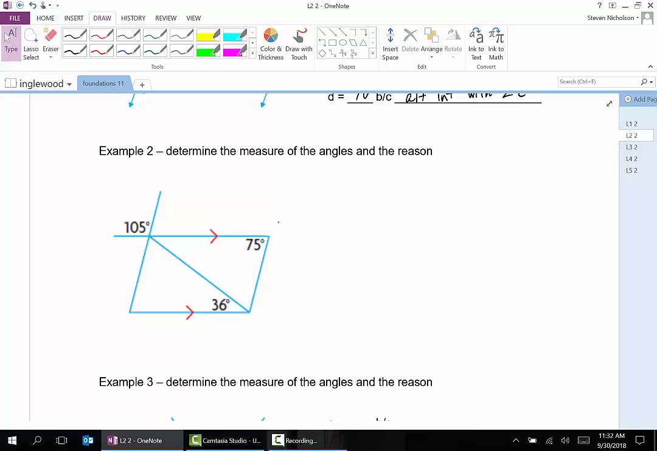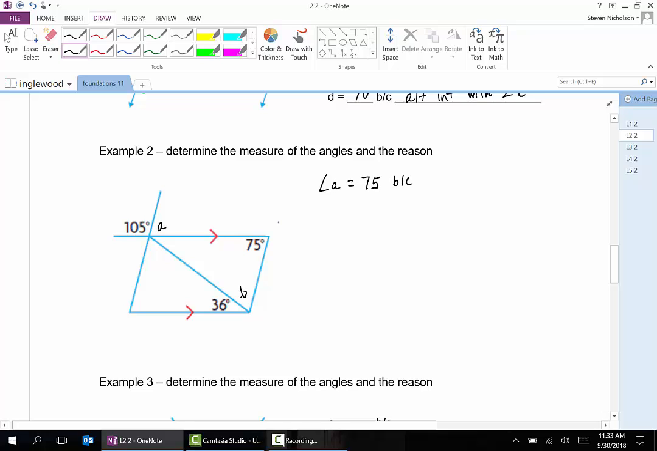So let's have a look at this question. Determine the measure of the angles. So here are the two angles I want to figure out, angle A and angle B. Maybe it matters how you do it or it doesn't, but I'm going to figure out angle A first. So I'm going to say that angle A is 75 degrees.